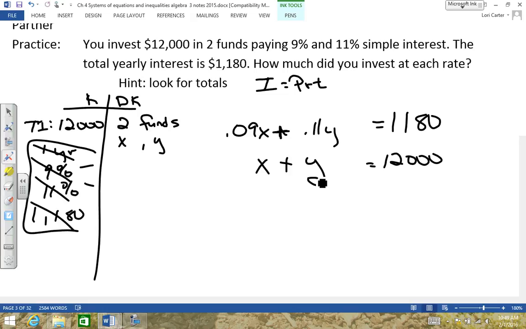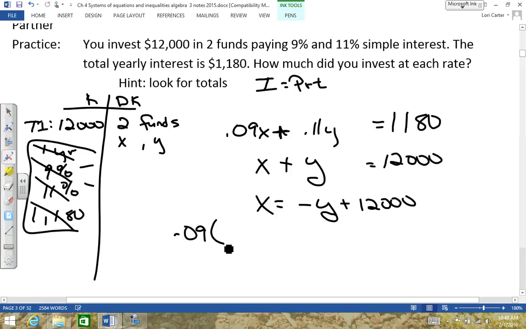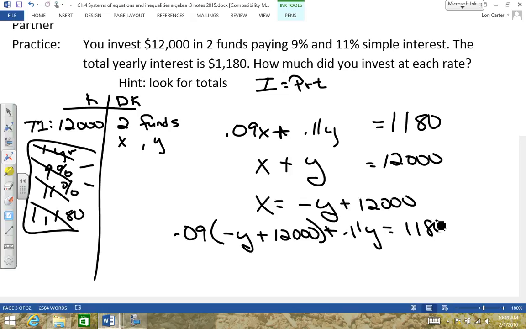Okay, how are you going to solve? Subtract Y from both sides. So you want to solve for X? Yeah. Okay. So X is equal to negative Y plus 12,000. Now what? Now plug it in for X. So 0.09 times negative Y plus 12,000 plus 0.11Y equals 1,180. Okay, now what?